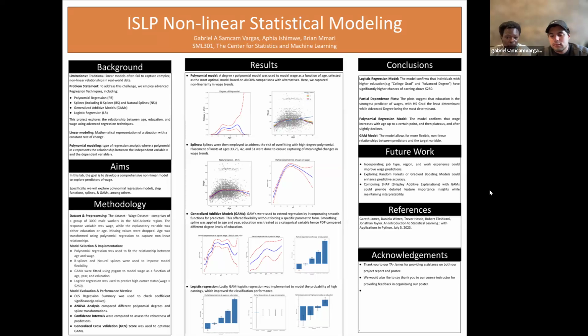We could also explore other models, because in this study we didn't explore every model that could help us determine how much someone earns. So we could explore models such as random forest or gradient boosting models. And we think that those could enhance the predictive accuracy of how much someone earns. We could also combine something called Shapley additive explanations with generalized additive models, which could help provide detailed feature importance insights while maintaining interpretability.